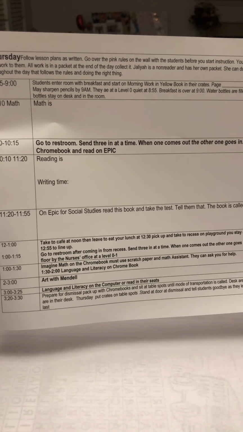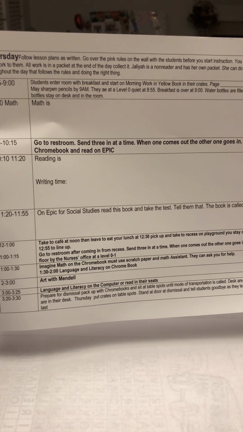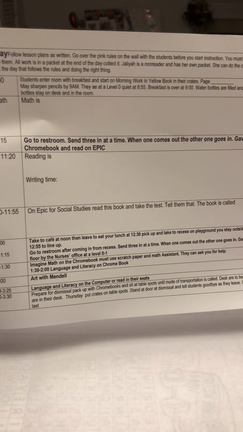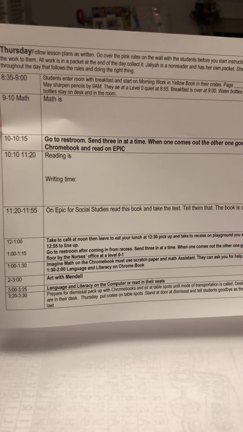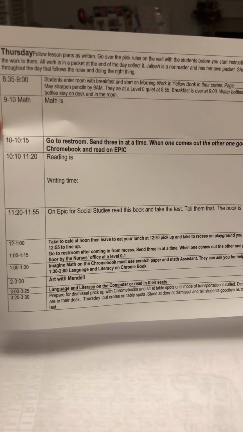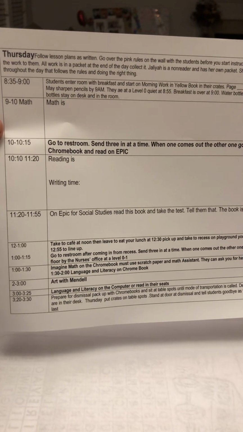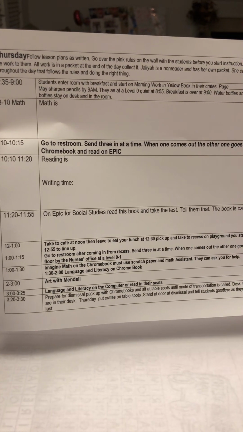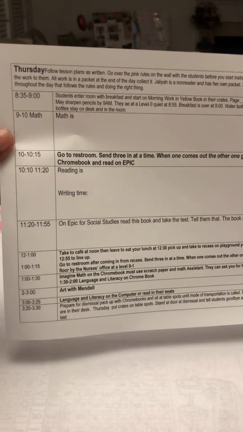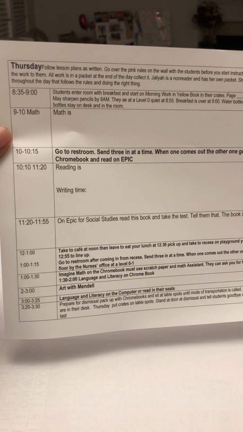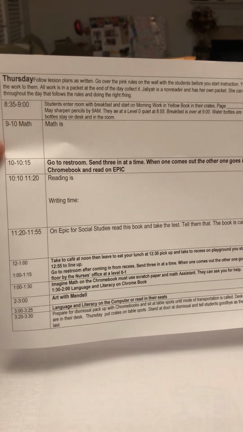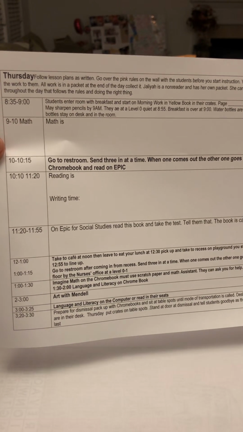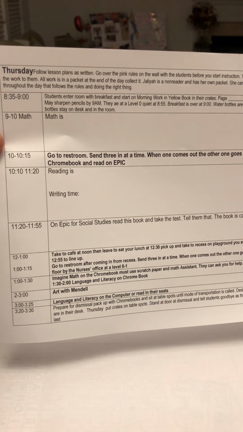11:20 to 11:55, if I'm out, they are going to read on Epic for social studies, read the book, and take the test. Then tell them that this book is called such and such and where I put the title in. This particular time changes from social studies to science, and I make it easy for my guest teacher. They enjoy going to Epic, so they read a social studies or a science book on what our particular topic is for that week. 12 to 1, it talks about going to the cafeteria, how we go to the cafeteria, what are you doing that time, and where to pick them up.